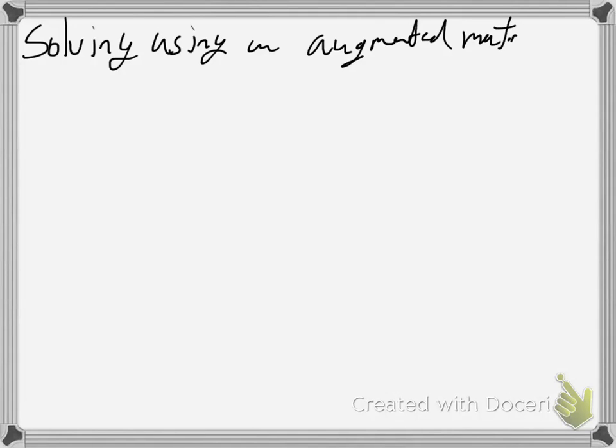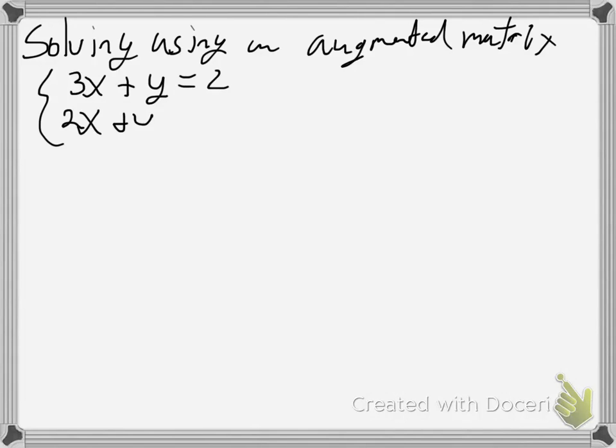So we're gonna solve that same equation we just did, but we're gonna use an augmented matrix instead. This is the other method that we had, and this one might be a little bit more straightforward than the inverse method. I'm going to go ahead and write down the same system of equations: 3x plus y equals 2, 2x plus y is equal to 8. Alright, and we'll write our augmented matrix.